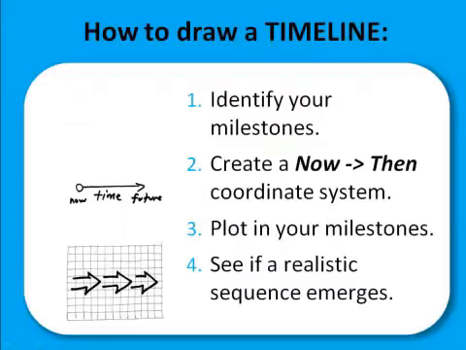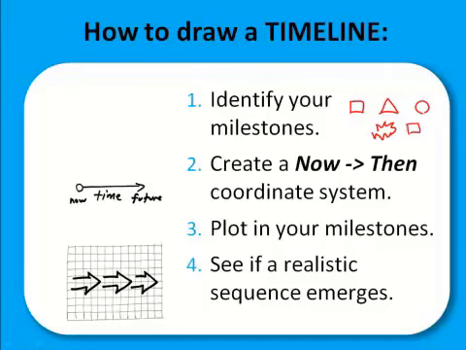How do we draw a timeline? Well, the first thing that we have to do is identify some milestones. When I talk about milestones, they're simply things that happened. This is what happened, or this is what happened, or maybe this is what happened. All we have to do is identify some milestones.